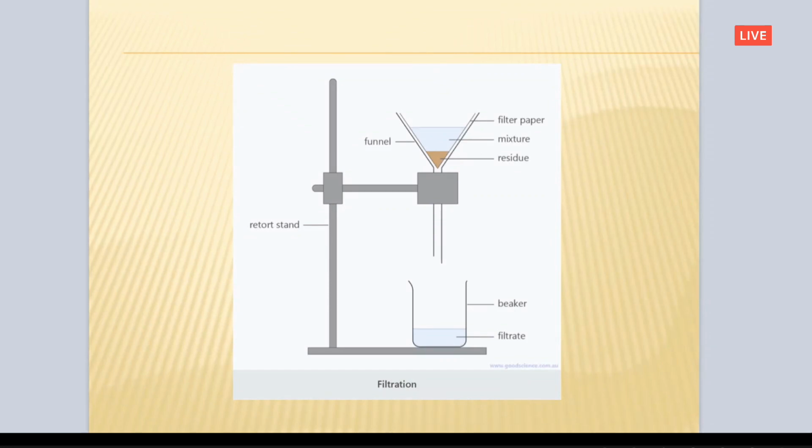So here we have a diagram of what we just did. We have our funnel, our filter paper, our mixture. And like I said, the residue remains in the filter paper, and the filtrate would pass through and end up in our collection container. The container we used was a conical flask, but in our diagram we see the collection container being a beaker. Next slide, please.